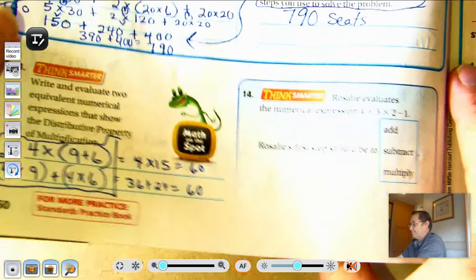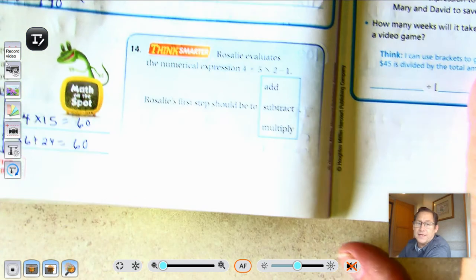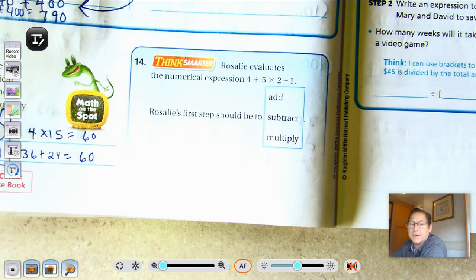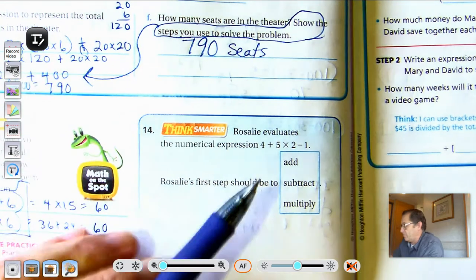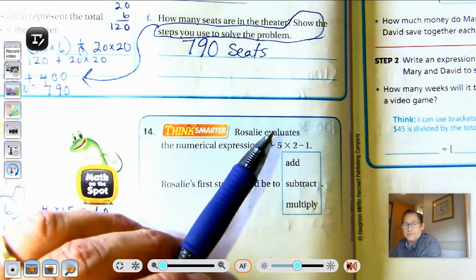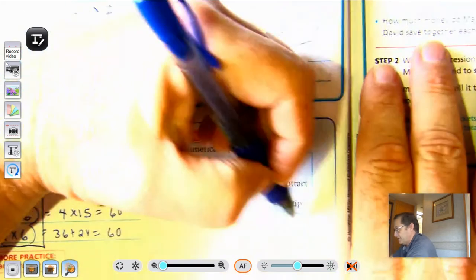And 14. Rosalie evaluates the numerical expression 4 plus 5 times 2 minus 1. Rosalie's first step should be 2. So there are no parentheses, right? If there are no parentheses, we look for multiplication or division. I see multiplication, so that's the first thing she needs to do: multiply.